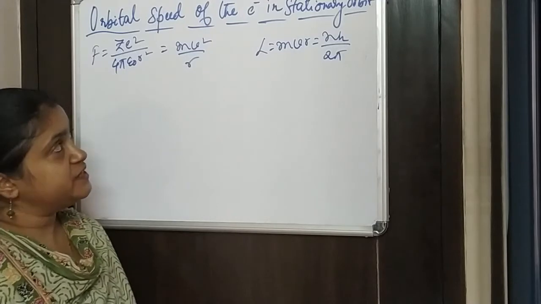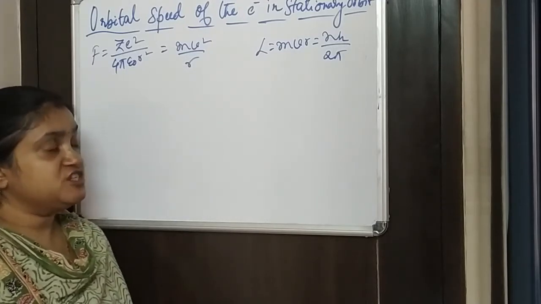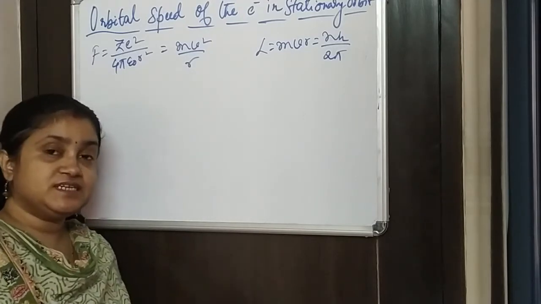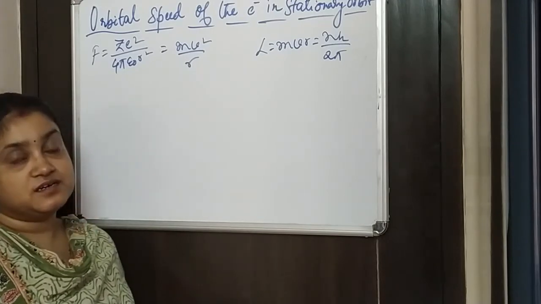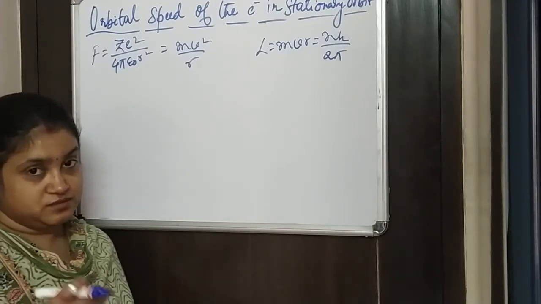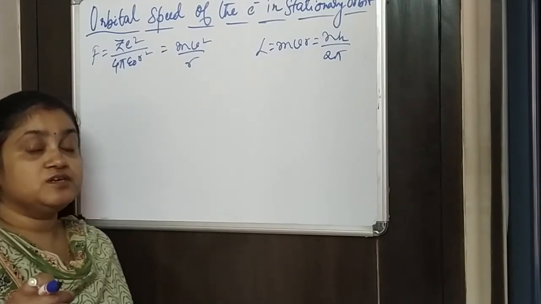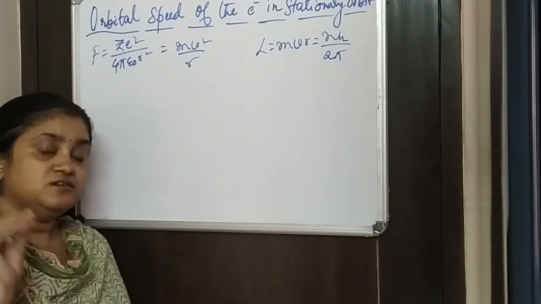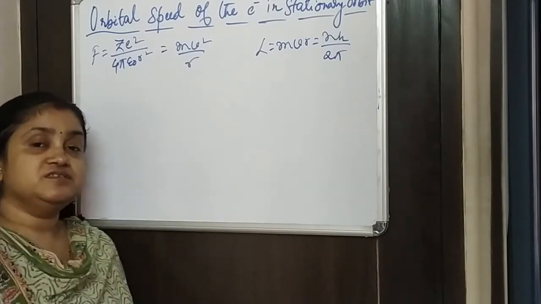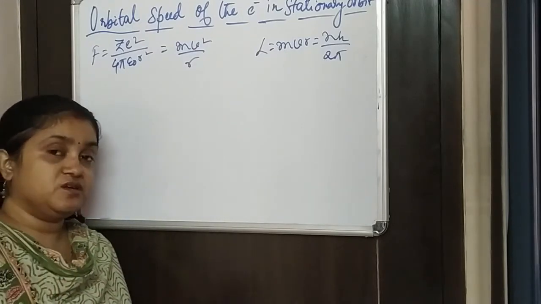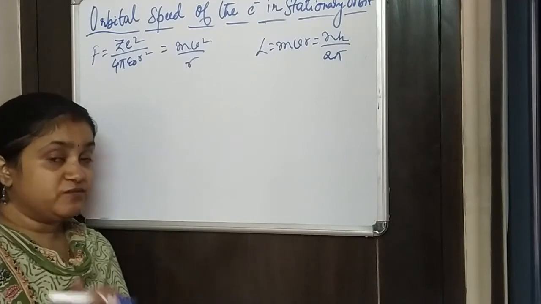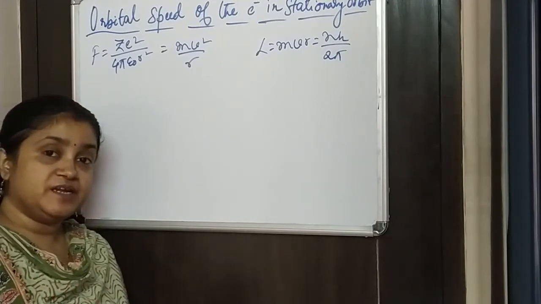The orbital speed of electron in the stationary orbit. As we have already seen the radius of the stationary orbits, now we are going to calculate the speed, or the velocity, of the electron with which it is revolving around in that particular stationary orbit, and we want to see how it varies.